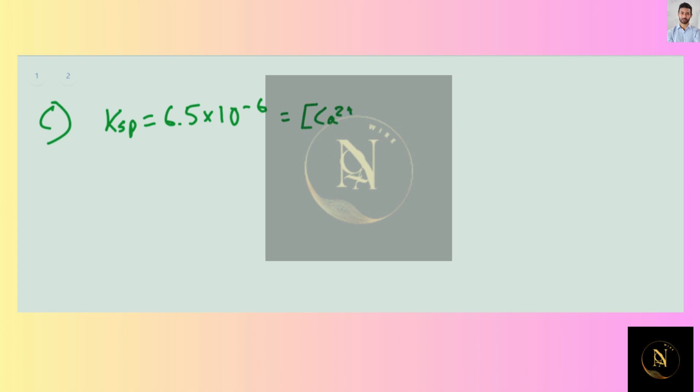Which is equal to calcium 2 plus times hydroxide OH minus squared. And if we substitute x and 2x here, because of the stoichiometry, we get a value of 4x cubed. So now we can solve for x. We get x is equal to 1.18 times 10 to the minus 2 if we divide both sides by 4 and take the cube root.